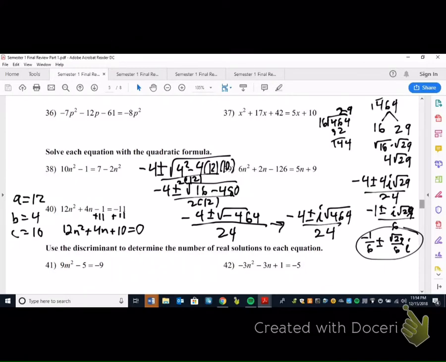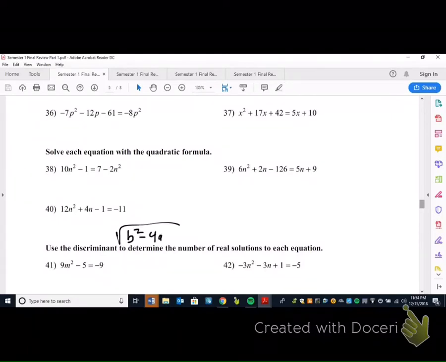So next we use the discriminant to determine the number of real solutions. Remember, if the discriminant is positive, we have 2 solutions. If it's negative, we have 0 solutions. And if it's 0, we have 1 solution. The discriminant is the b squared minus 4ac that you see underneath the radical in the quadratic equation.